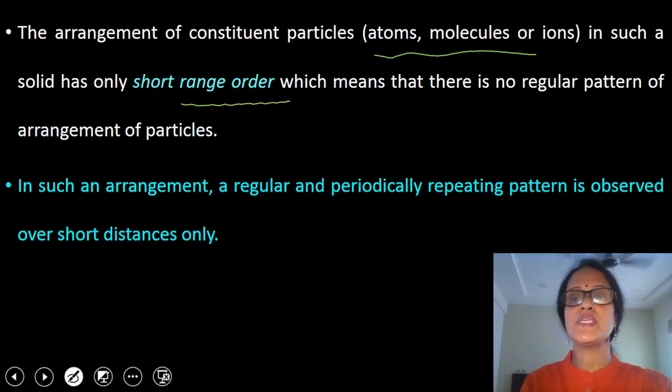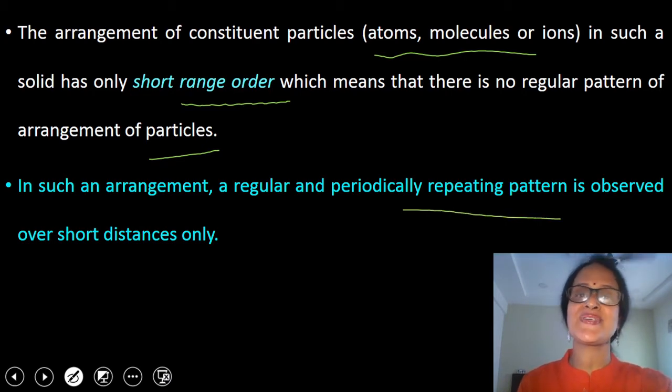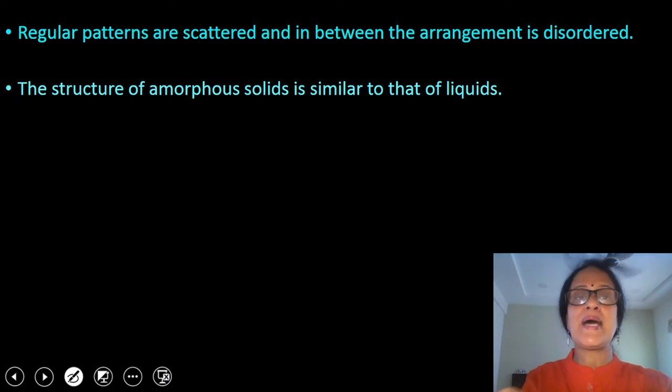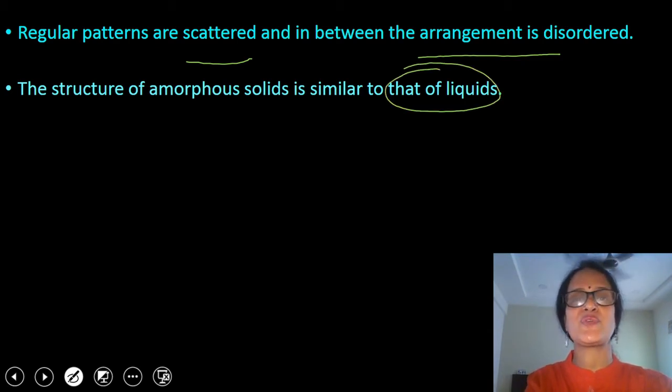Short range order means there is no regular pattern of arrangement of particles. In such an arrangement, a regular and periodically repeating pattern is observed over short distances only. Regular patterns are scattered, and in between the arrangement is disordered. The structure of amorphous solids is similar to that of liquids.